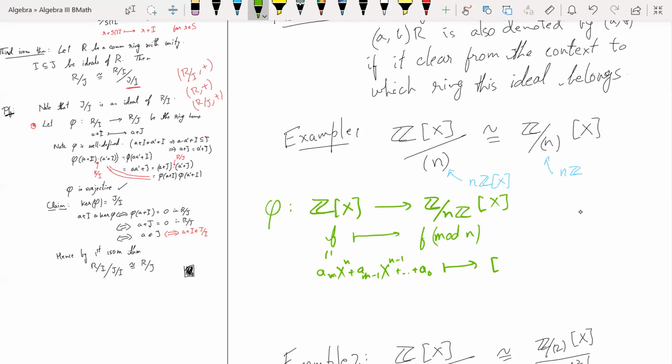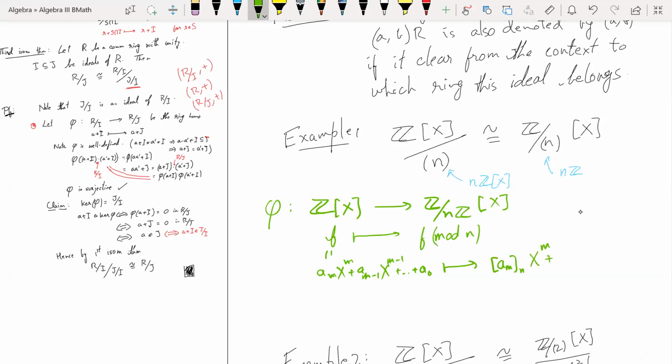So this is the n. Let's just say our polynomial will look like this, a typical polynomial. Its image here is f mod n. What I'm trying to say is, what is f mod n? You look at a_m and its congruence class in Z mod n, so this is sometimes the notation used. And then do nothing to the variable.